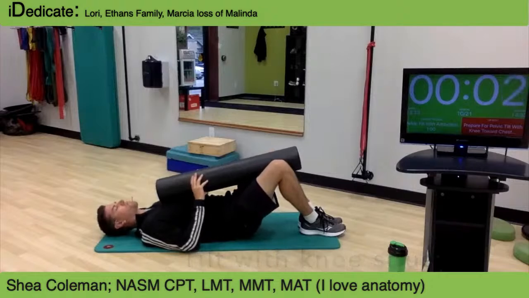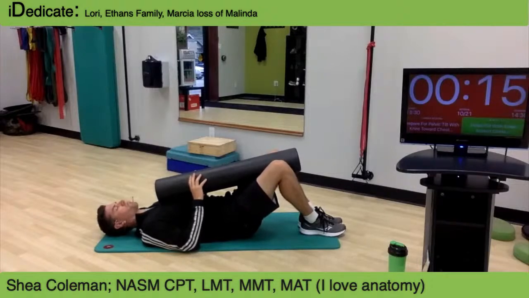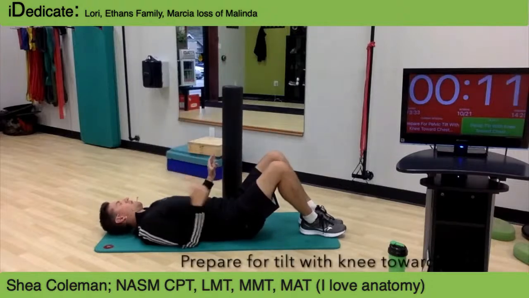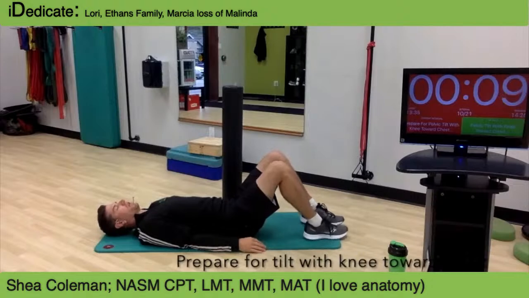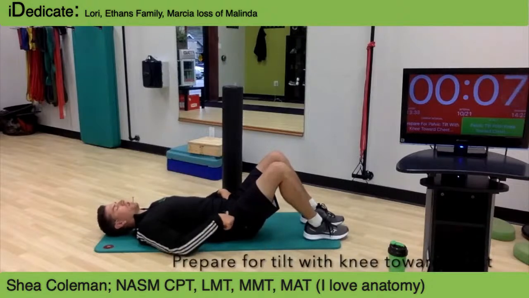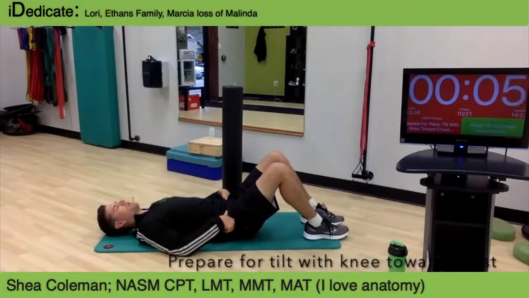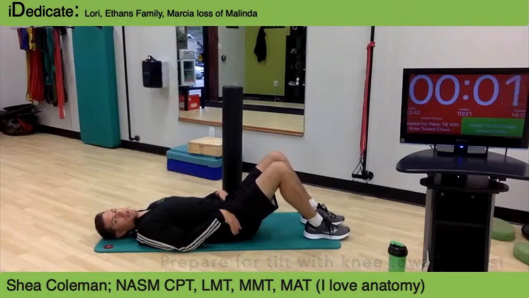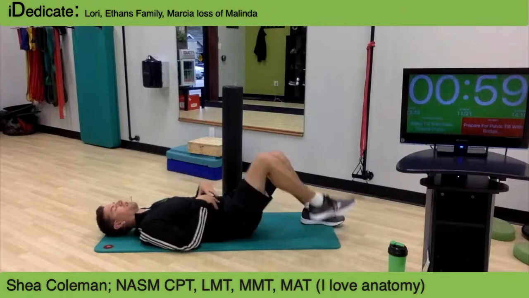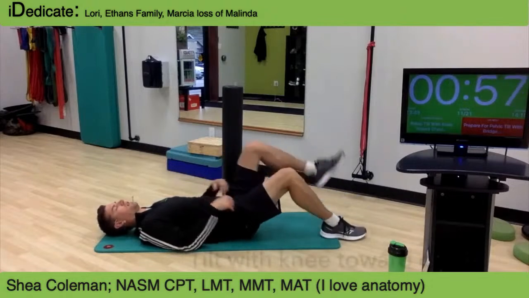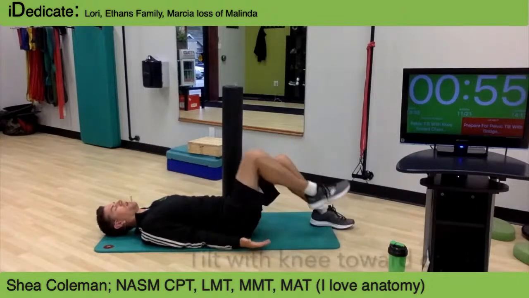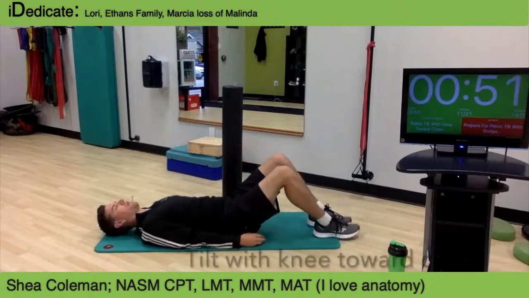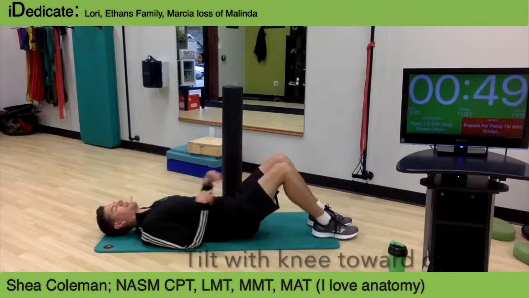3, 2, 1. Prepare for pelvic tilt with knee toward chest. Okay, back to the march. So again, feet should be light. Do not let the pelvis shift. 3, 2, 1. Pelvic tilt with knee toward chest. Good core compression, Kegel, core compressed. You need to maintain that through the movement of the hips. Everything tight.